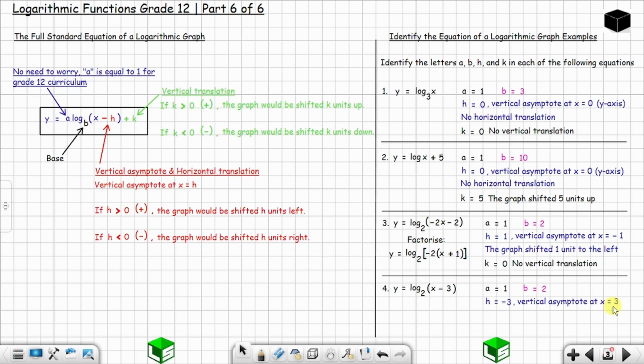So again, there is a horizontal shift, or a horizontal translation, by 3 units. 3 units to the right when it is negative, to the right. So the graph shifted 3 units to the right. And again, k is equal to, there is nothing there. You don't have anything there. K is equal to 0. So there is no vertical translation.